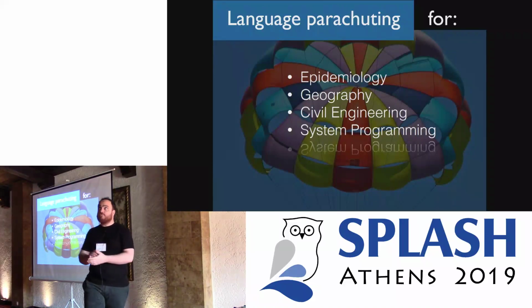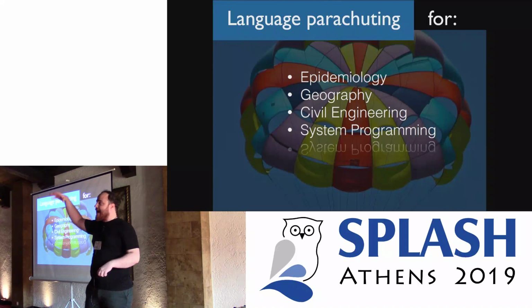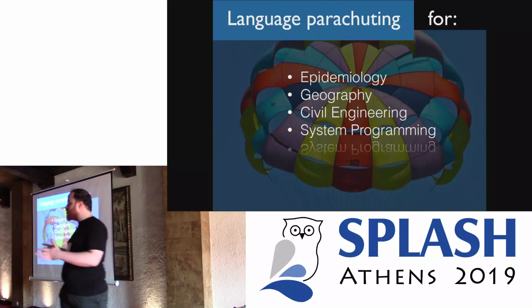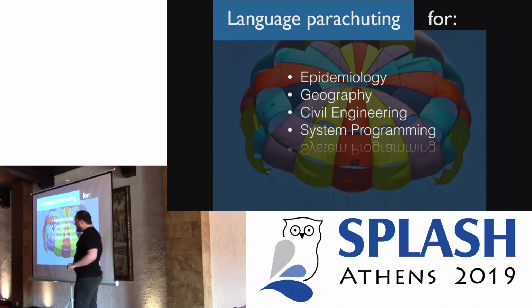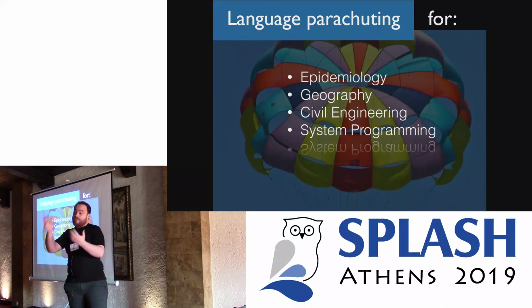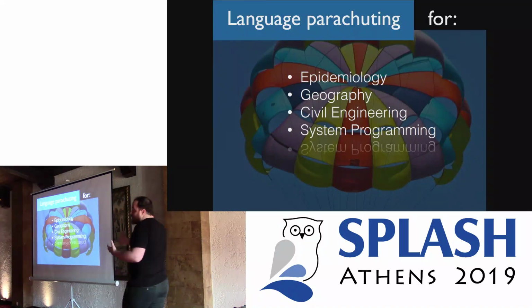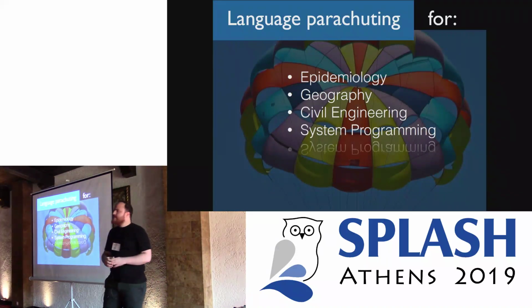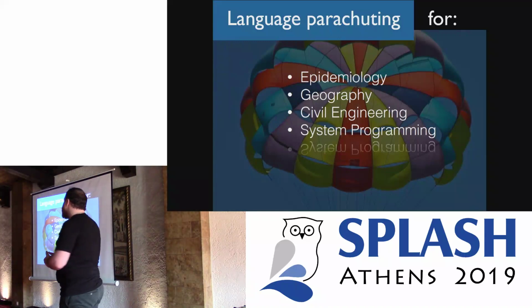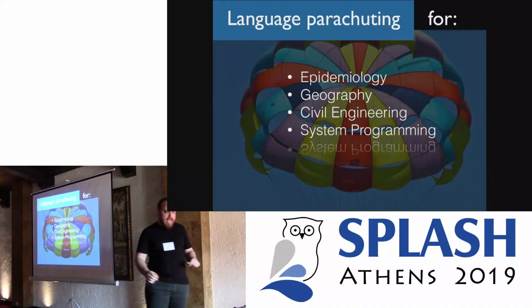These last 2 or 3 years, I'm doing a lot of language parachuting, which means I fall from the sky inside a computational science group that may be doing epidemiology, or geography, or civil engineering, or even system programming for the Linux kernel. And together with colleagues that are not language designers and with experts from these fields, we build domain-specific languages for the experts and their users.